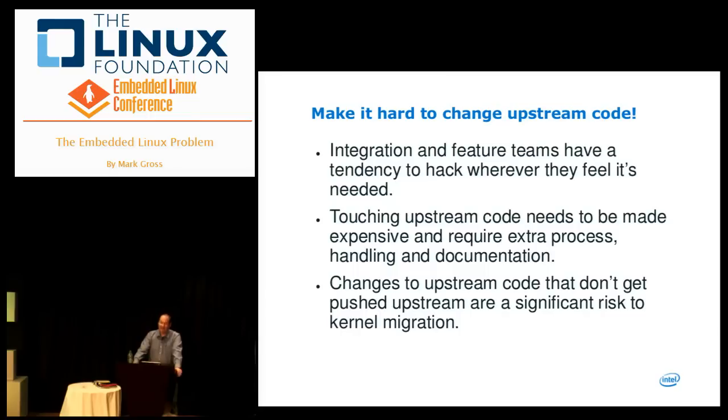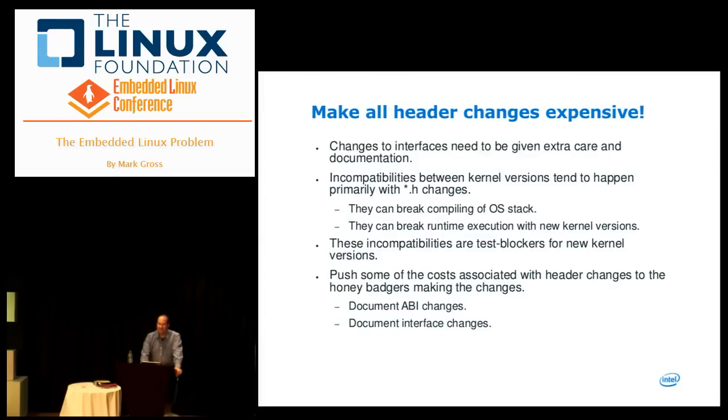to try to address half of that problem, you want to make it harder for feature teams to touch upstream code. So let them go nuts on their stuff, but don't let them be screwing around with upstream if you can avoid it. You want to make header changes expensive because a change to a header is a change in an interface specification, and every time I have a test blocking issue moving to a new kernel, it's because some joker changed a header file. So you want to make header files cost more.